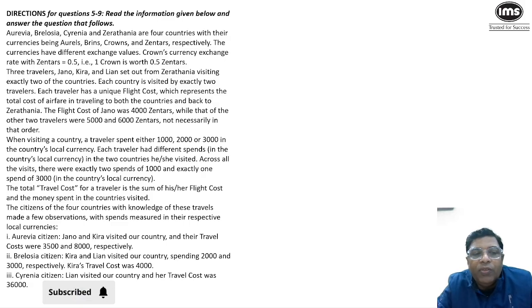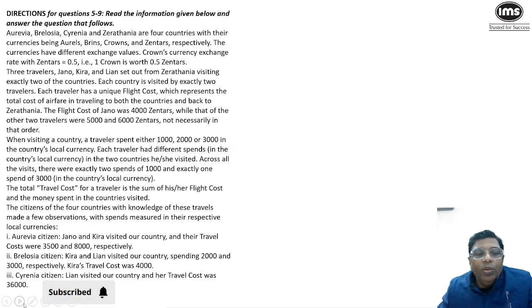Then the citizens of the four countries, with knowledge of these travels, made a few observations, with spend measured in the respective local currency. So when any citizen is making a comment or calculating the expenditure of these people, he is calculating in their own local currency. So when an Arovia citizen says J and K visited our country and their travel costs were 3,500 and 8,000 respectively, this has to be 3,500 A and 8,000 A.